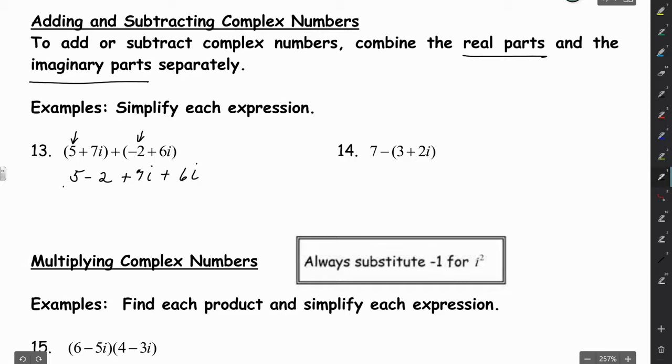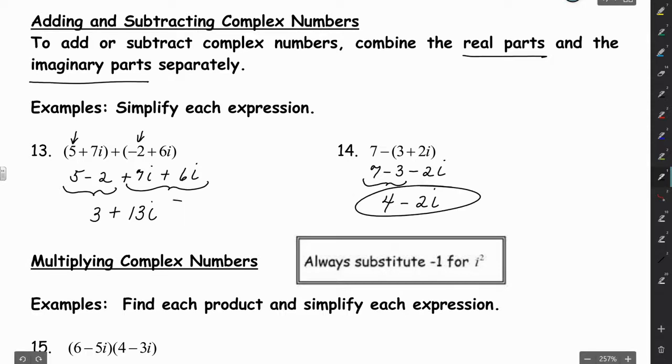We're going to combine the real parts. Then we're going to combine the imaginary parts. And this one, we're going to get 3 plus 13i. For the next one, I'm going to distribute the negative first. The real part is 4. The imaginary part is minus 2i. Right, that takes care of adding and subtracting complex numbers. Just remember, you keep the real parts together and the imaginary parts together.